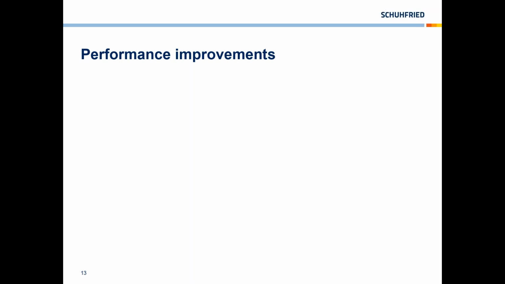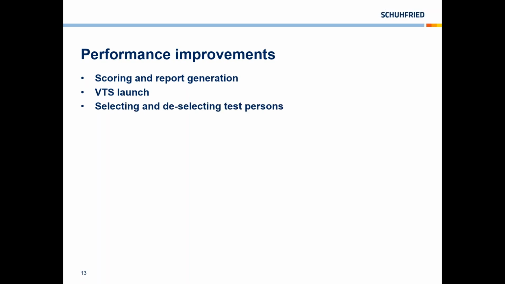We did lots of performance improvements. The scoring and report generation is now much faster. The VTS launches a lot faster. You will experience that. How did we achieve that? We basically dropped a lot of routines in the background that checked unnecessary things. We dropped that. It's now easier and faster for the VTS to start up. The selecting and deselecting of test persons, which could usually take a few seconds, is now immediate. It's wonderful.